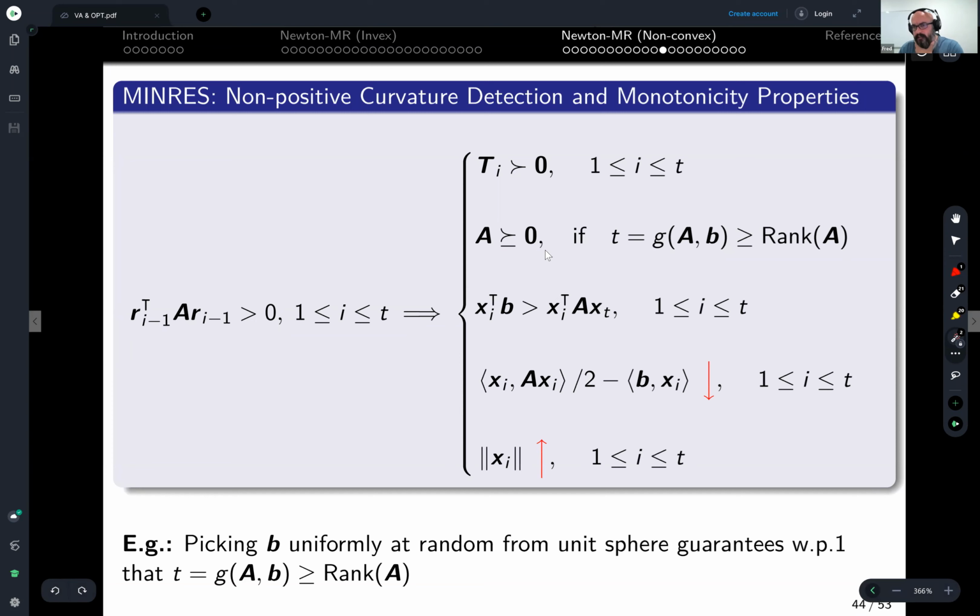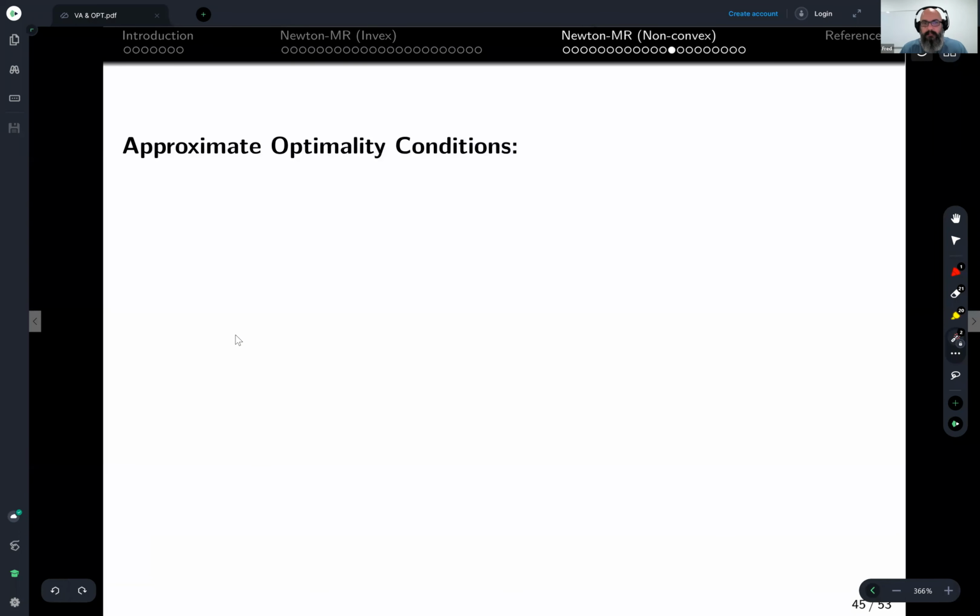There are also some monotonicity properties that are useful as part of the trust region framework. But the important one here is this one right here that says if A is not positive semi-definite, meaning that it has a negative eigenvalue, at some point within my iterations this quadratic form has to be non-positive. So that means that if at every iteration of MINRES I monitor that quantity, then at some point I am bound to find the negative curvature, if there is one. And the direction is actually nothing but the residual of MINRES in the previous iterations.